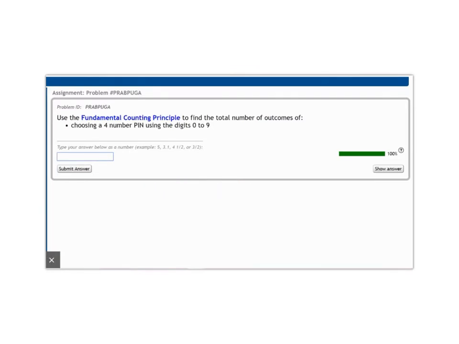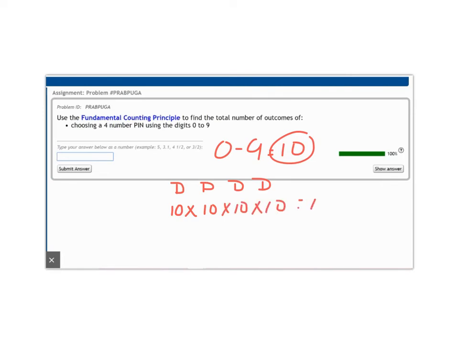Choosing a 4-number pin using the digits 0 through 9. So this means I need 4 digits, and each of those digits can be the numbers 0 through 9, and that would be 10 possible numbers for each digit in the pin. So I would have 10 times 10 times 10 times 10 is 10,000 possible outcomes.